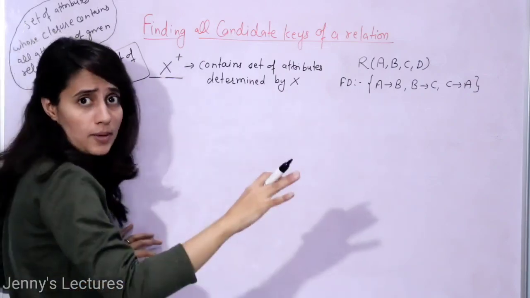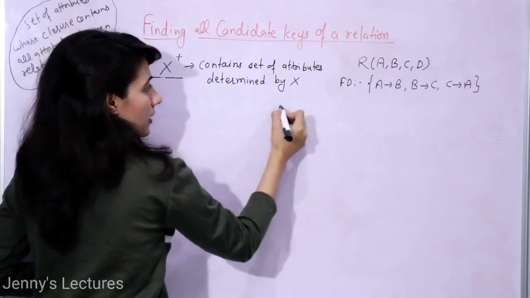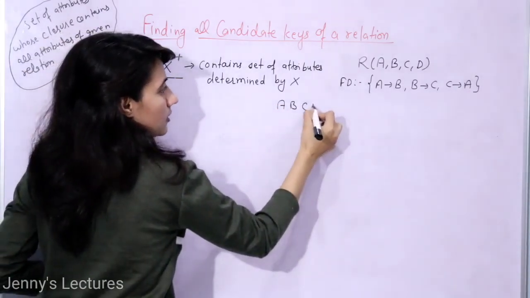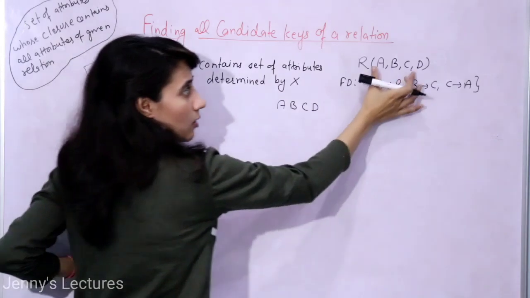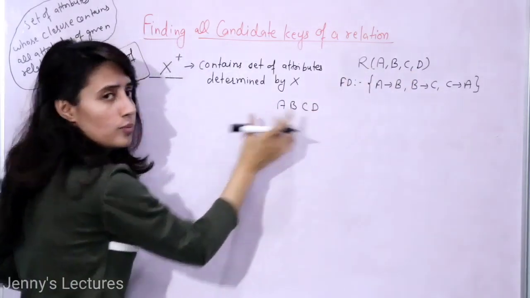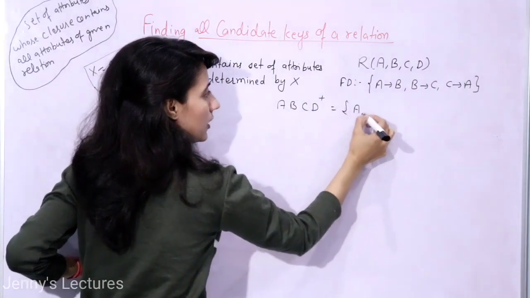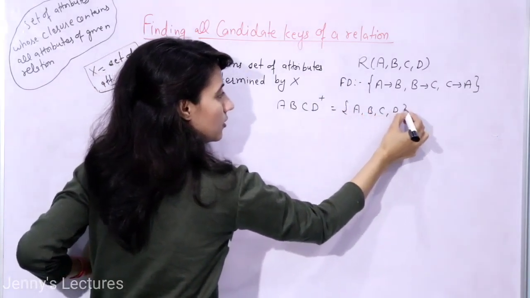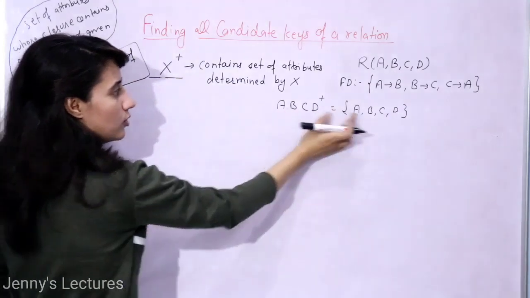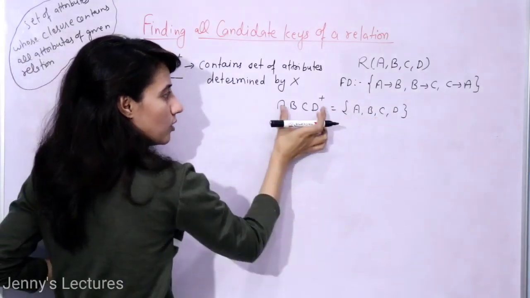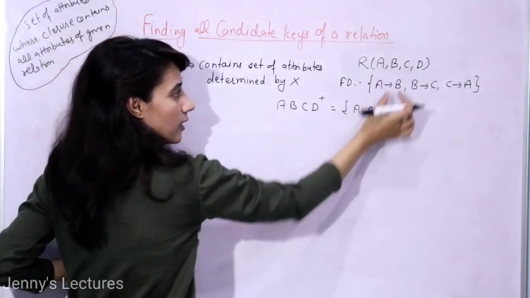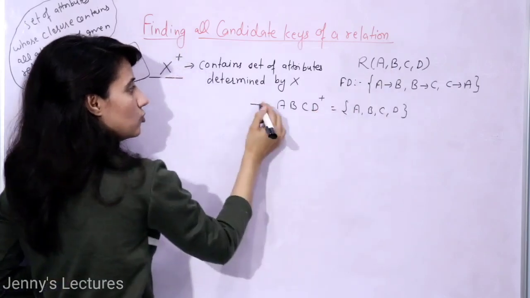Now see, the first step is simple. I can say A, B, C, D. Take all the attributes. Definitely this would be a super key, because the closure of this would give A, B, C and D using the reflexivity property. Each attribute can determine itself. And the closure of this has all the attributes of the relation, so that is why this is a super key.